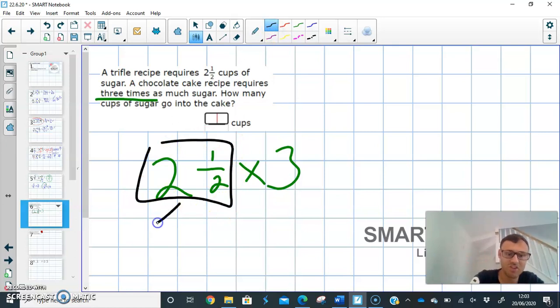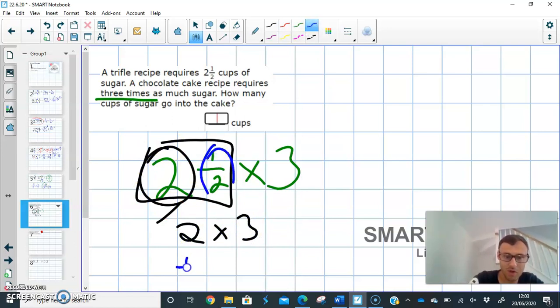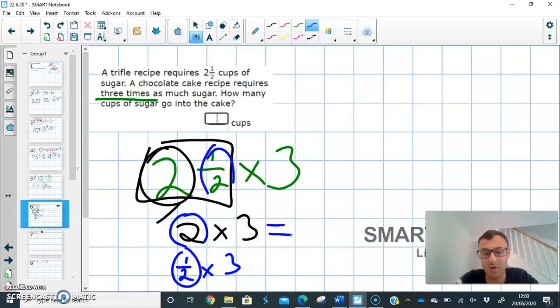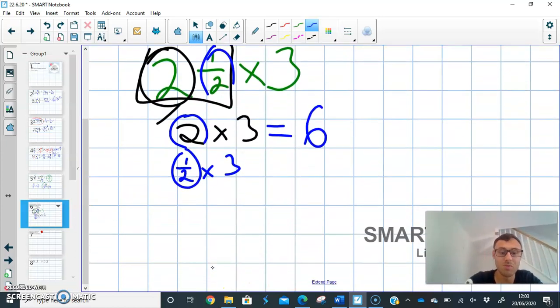So I'm going to partition it. I'm going to do 2 times by 3, which is this bit, and then I'm going to do my half times by 3. So I've got my 2 and I've got my half. I've just split it apart. Remember, I did this before, and this is how I teach my year 6s to do it. Well, 2 times by 3 is 6, and then half times by 3. If I want to make this half times by 3, I need to make it 3/1. And then I do top times top, bottom times bottom, which is 3/2. So it's 6 and 3/2.